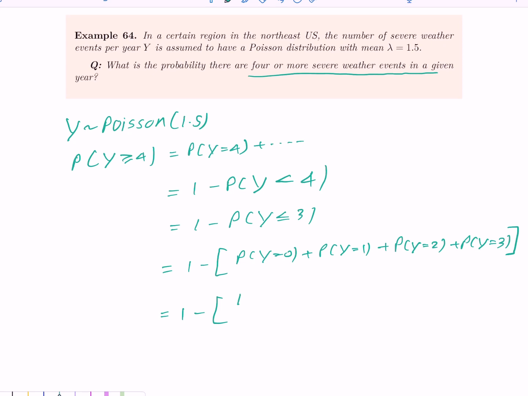Okay, so now we need to apply the PMF for each case here. As an example, for this one, 1.5 power 0 e^(-1.5) divided by factorial 0, that is the PMF with lambda equal 1.5, right? So similarly 1.5 power 1 e^(-1.5) and factorial 1. So you can write down the other two cases, right? So then I write down the answer here: 1 minus 0.935, therefore the answer is 0.065.